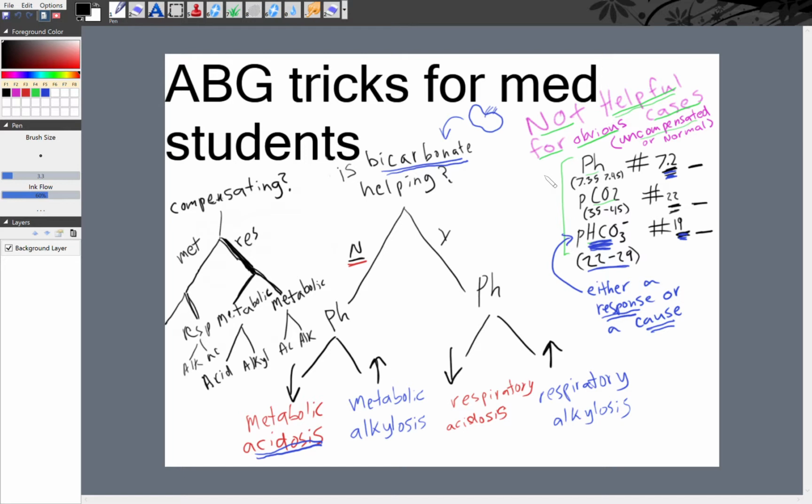So, here we have a pH, an ABG. So we're going to go through it with this first chart first, and then see if it's compensating. We'll answer questions about compensation next.